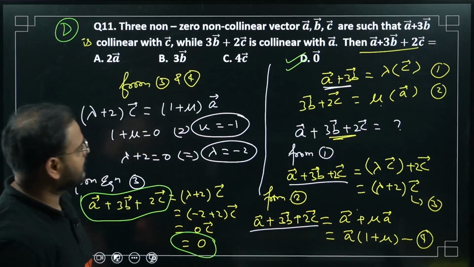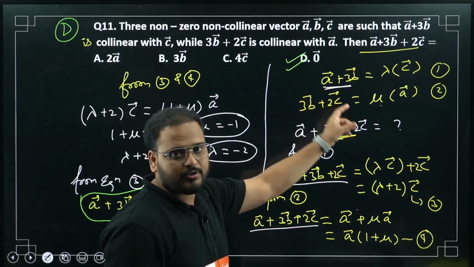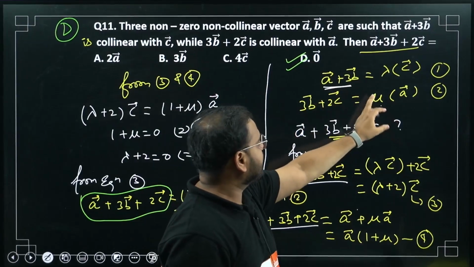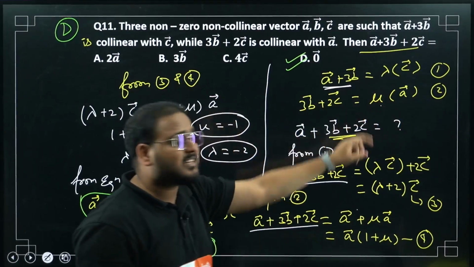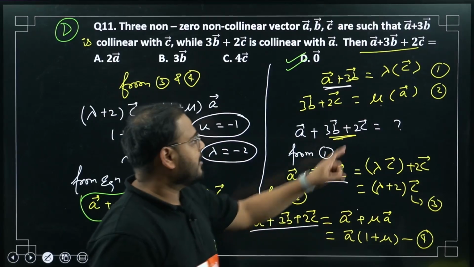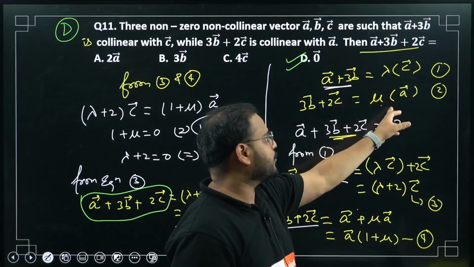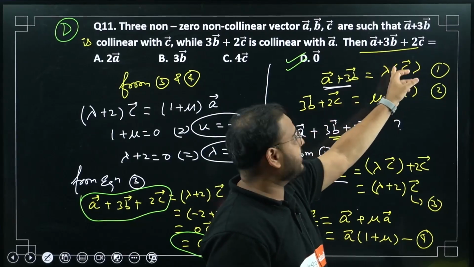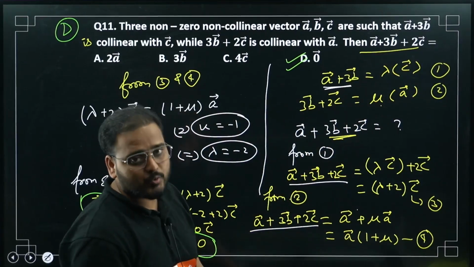Okay, so first we got the relations for the collinear vectors that they've given. I've taken a constant lambda. Please see the definition that I explained to you in the previous session for collinear vectors. Lambda and mu I took as constants. Then I used it in the expression that they were asking, vector a plus 3 times vector b plus 2 times vector c.